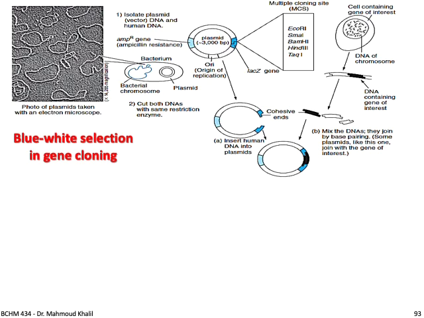Again, for blue-white selection, you can see here, in step one, you isolate the plasmid, and you have a bacterial chromosome and the plasmid. You need to cut both DNA sequences with the same restriction enzyme, and this plasmid will now have the lacZ gene and the ampicillin resistance gene, AmpR, and it has an origin of replication. It's the region which controls the plasmid's own replication.